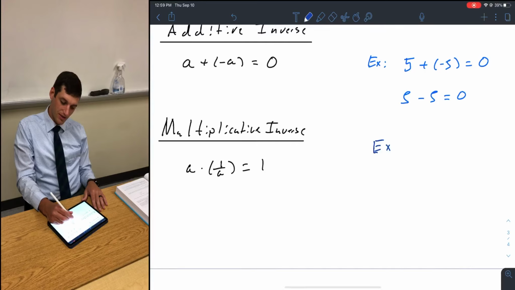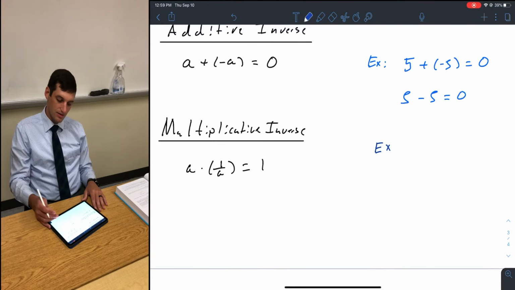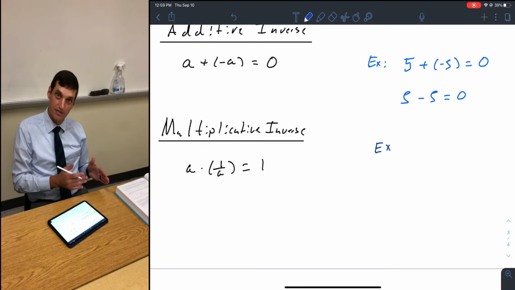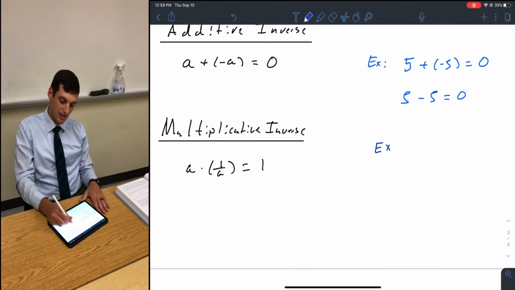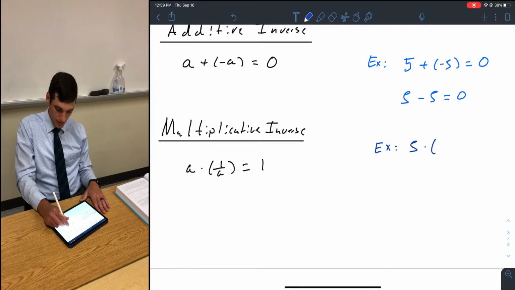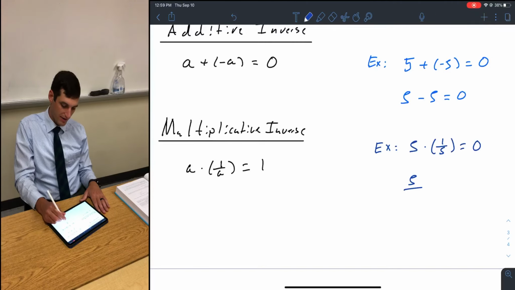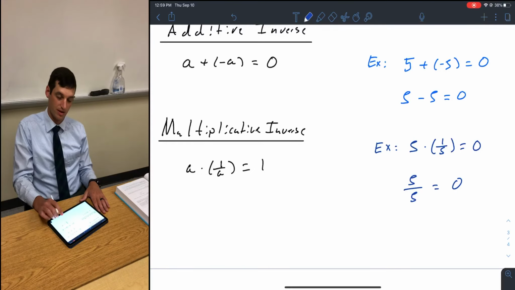Notice that I got the multiplicative identity as my answer, just the same as I did in the additive inverse. So an example of this would be, we'll just stick with 5. 5 times 1 over 5 is equal to 0. And then I'm going to write this out, 5 divided by 5, using that property that we talked about earlier, but I'm not going to mention it yet because we haven't gotten to it.